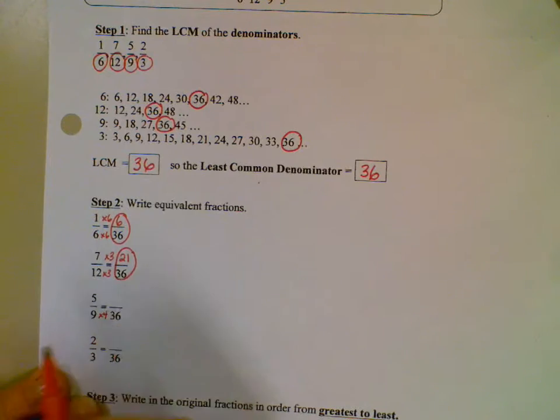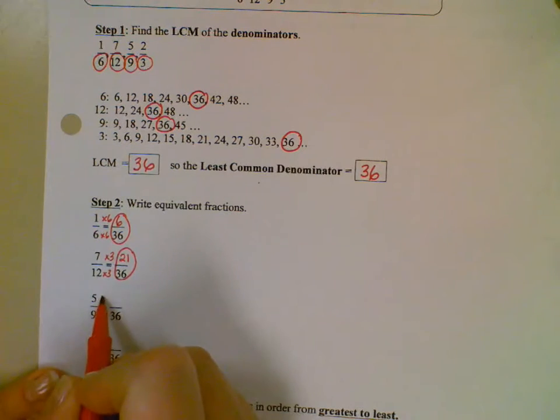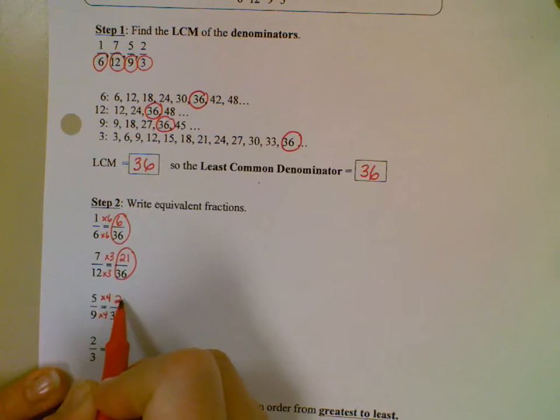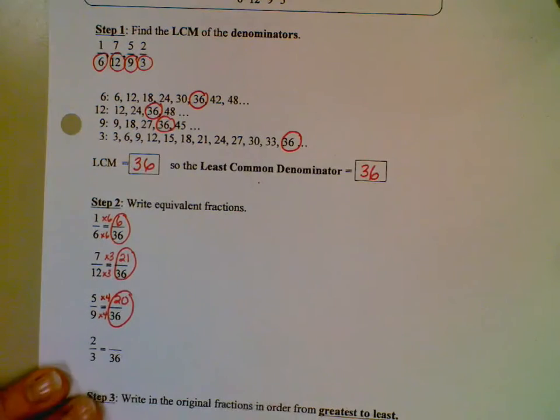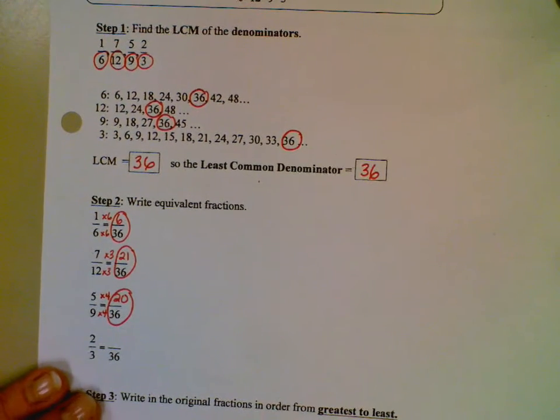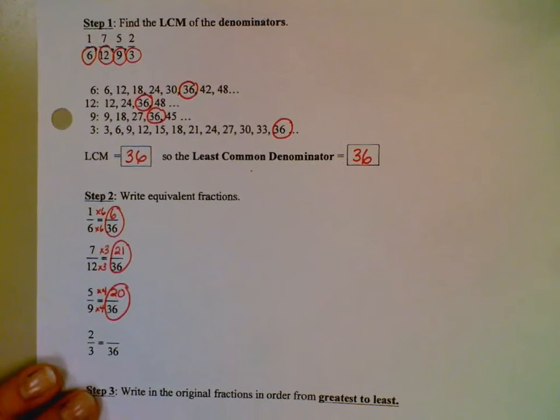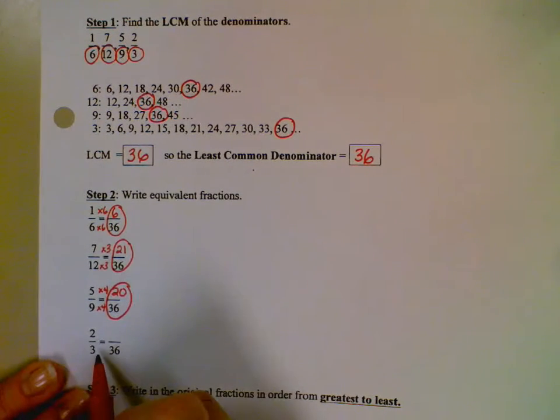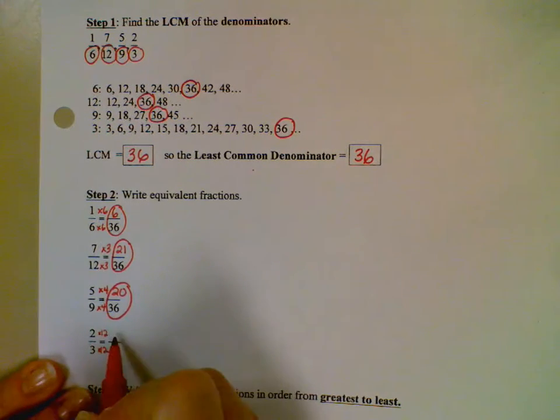5/9, turn it into 36. I multiply the 9 times 4, therefore I multiply the 5 times 4. And my new equivalent fraction is 20/36. And then the last one, 2/3, 3 times 12 is 36. So therefore on top, 2 times 12 is 24.